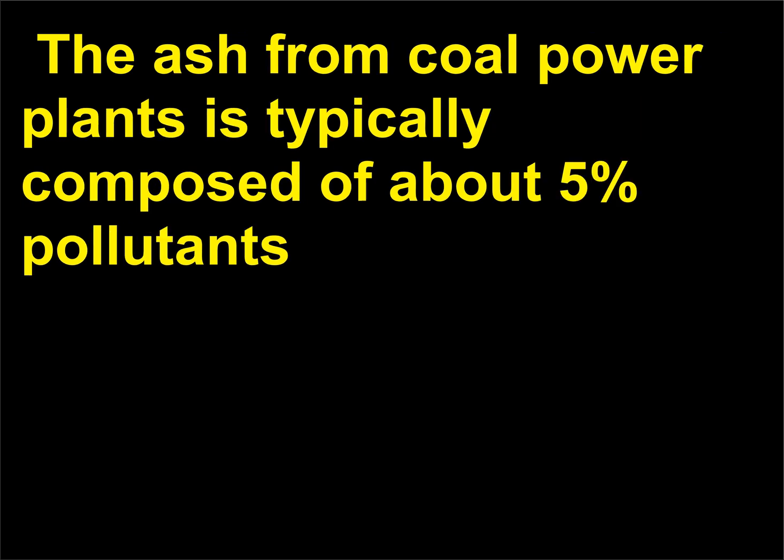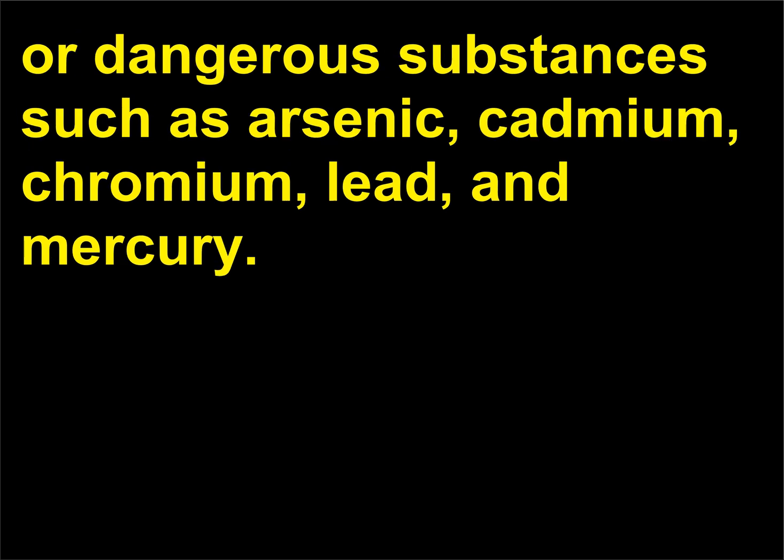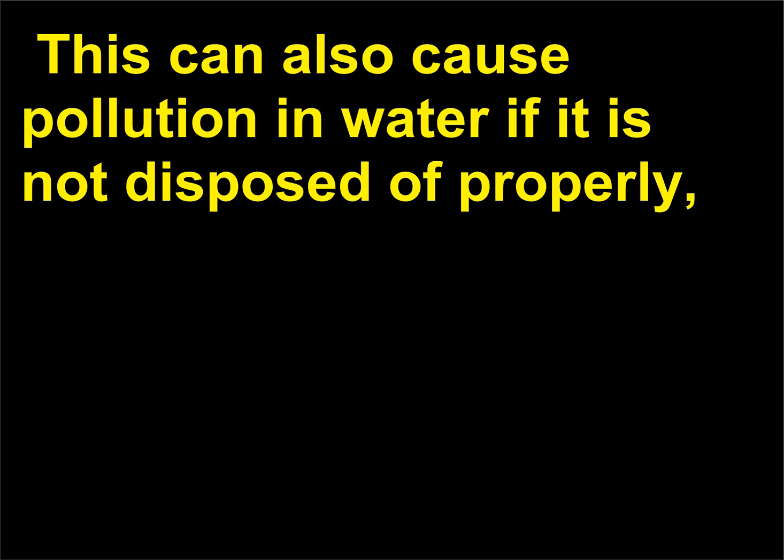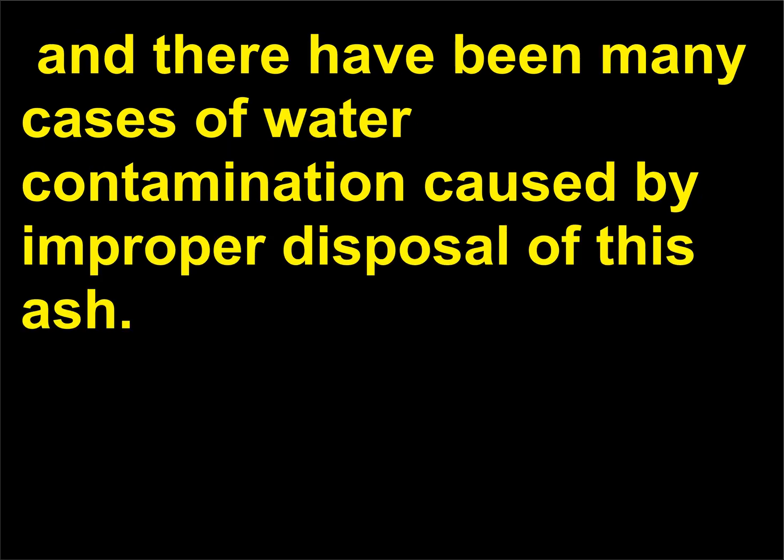The ash from coal power plants is typically composed of about 5% pollutants or dangerous substances such as arsenic, cadmium, chromium, lead, and mercury. This can also cause pollution in water if it is not disposed of properly. And there have been many cases of water contamination caused by improper disposal of this ash.